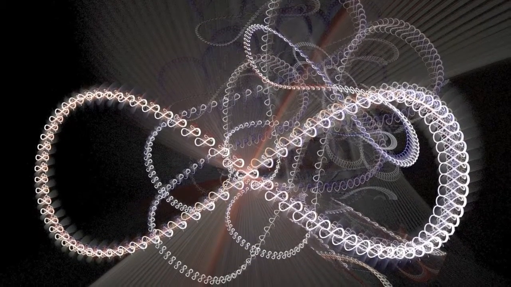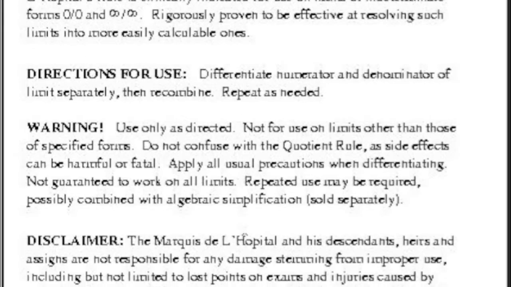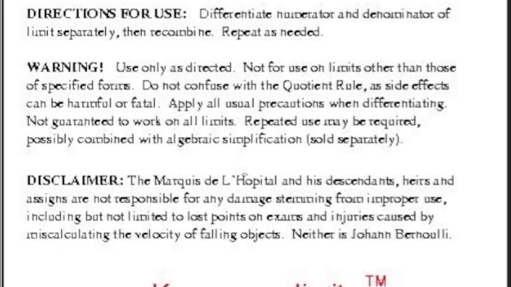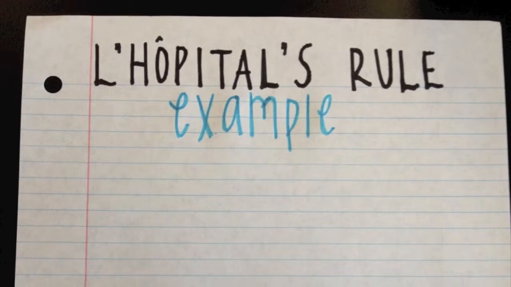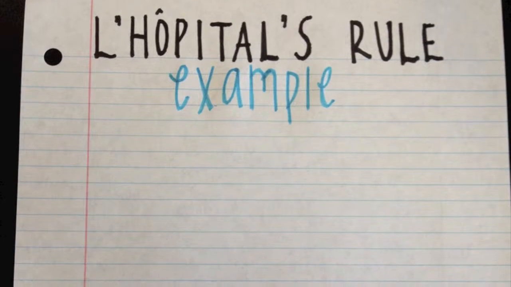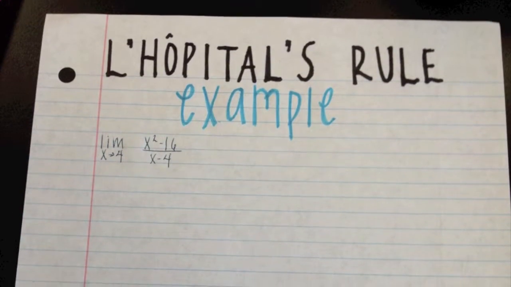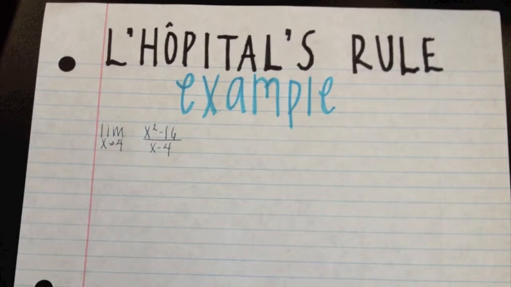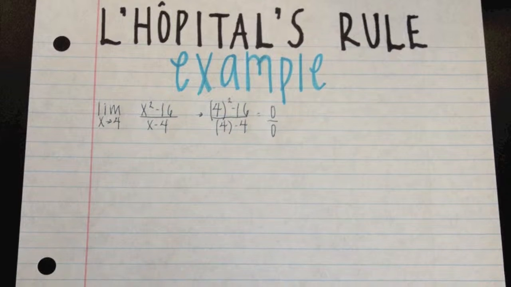L'Hôpital is firmly associated with L'Hôpital's rule for calculating limits involving indeterminate forms of 0 over 0 and infinity over infinity. To utilize L'Hôpital's rule, the limit must equal either 0 over 0 or infinity over infinity when plugging in the value that x is approaching. In the limit provided, (x squared minus 16) over (x minus 4), when plugging in a value of 4, the limit comes out to 0 over 0.